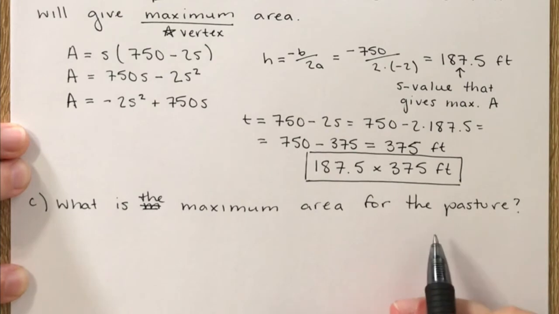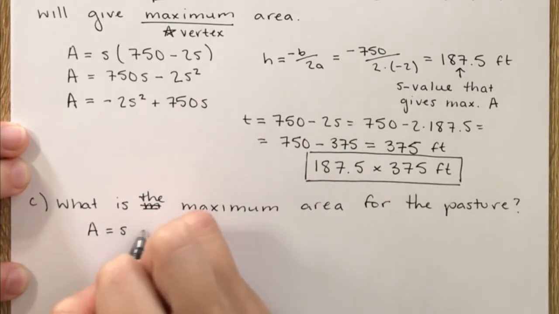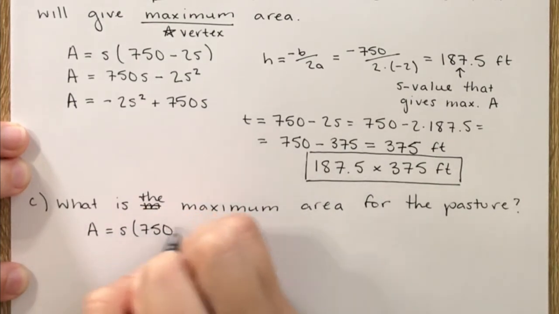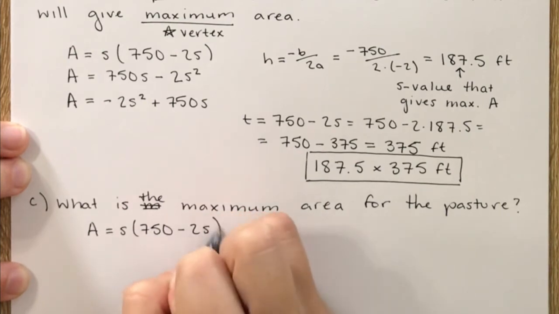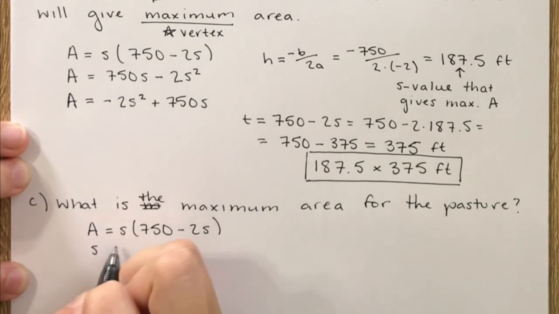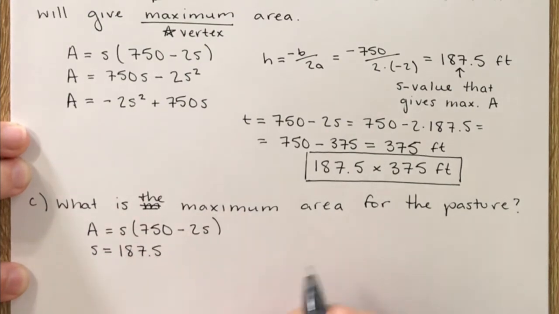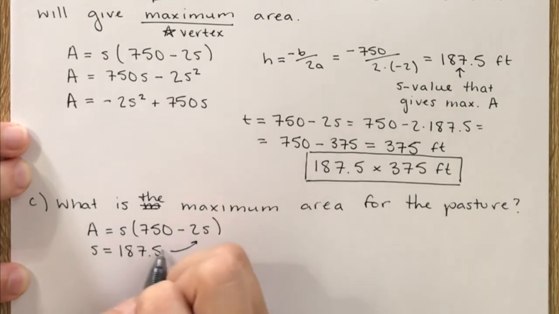Well, we know what area is as a function of s, right? It's A equals s times (750 minus 2s). And we know that the s value that's going to give us the maximum area is 187.5. So let's just plug that in, right?